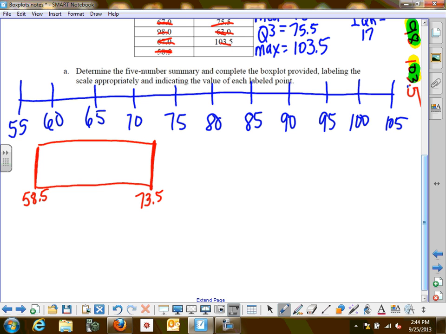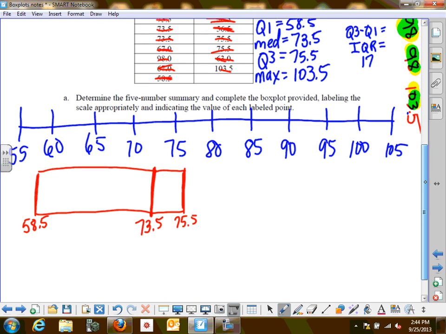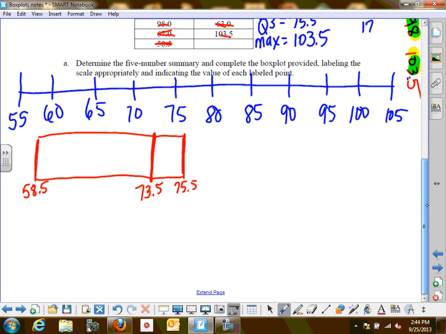Now the Q3 is 75.5. So now that's the box. Inside there is half of the data. Okay. So there is our stuff there. And now we want to address the whiskers to see how far the rest of the data spans.